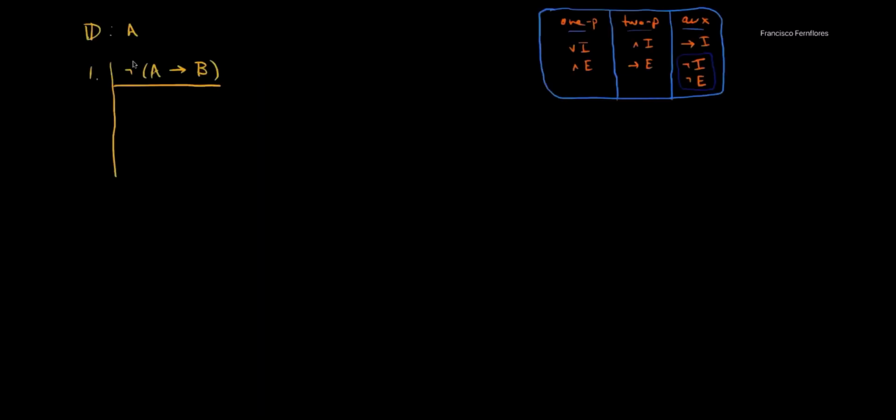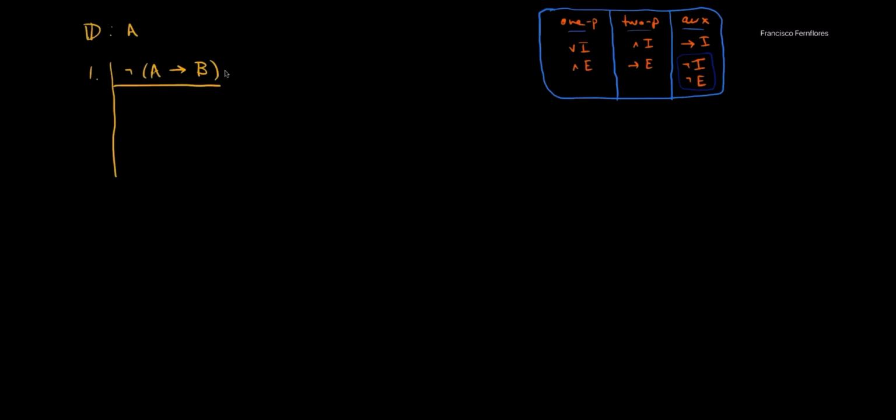So now let's suppose we're trying to solve this problem. We're trying to derive A from the sentence that is the negation of A arrow B. What I've done here is I've made a little chart with our one-premise rules, our two-premise rules, and the rules that require secondary assumptions. And I've boxed off the negation rules because they're unique. They're the only ones where I have to derive a contradiction.